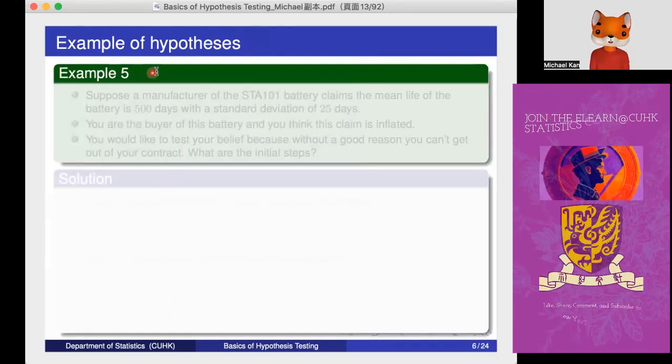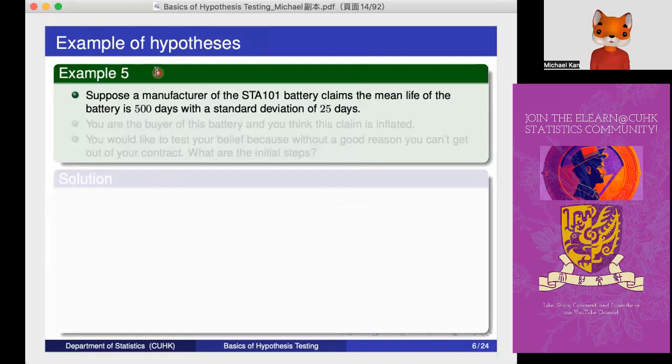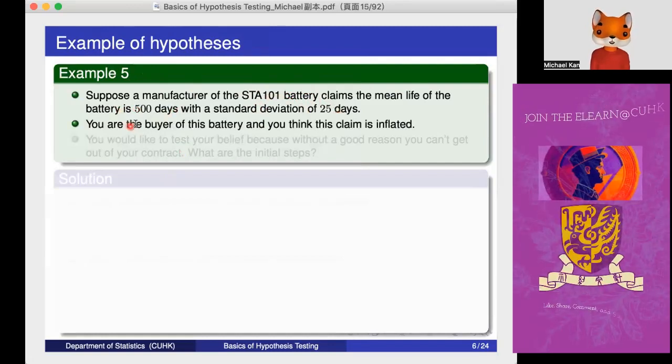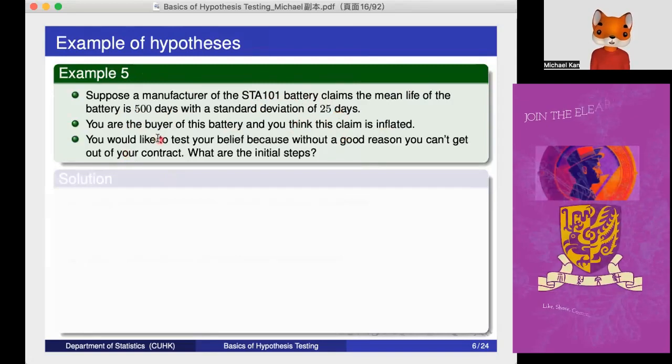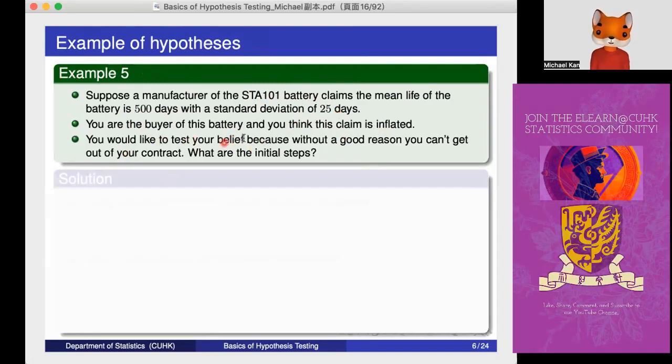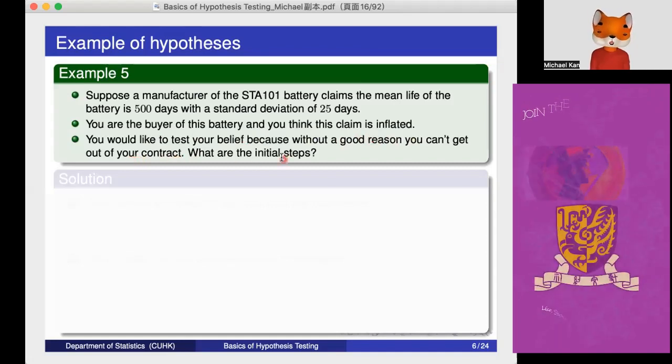Okay, let's look at an example that we'll use next. Suppose there is a manufacturer who claims that for their battery STA101, its average life is 500 days. As for the standard deviation, it is 25 days. You are now the buyer of these batteries and you feel this claim is exaggerated. So, we want to test the claim, because you can't terminate the contract if you don't have a good reason. So, let's take a look at the steps.